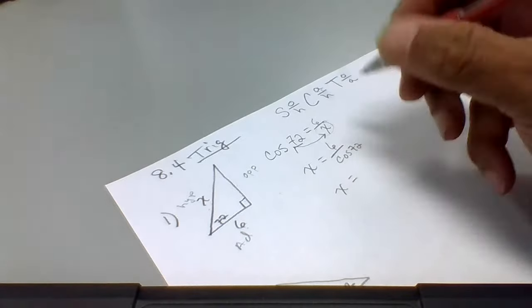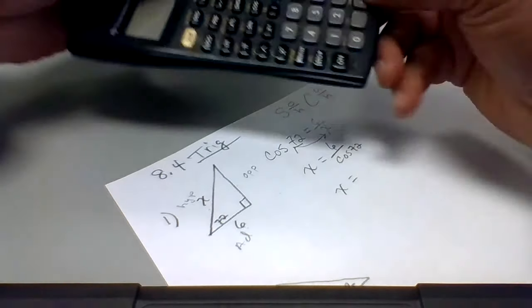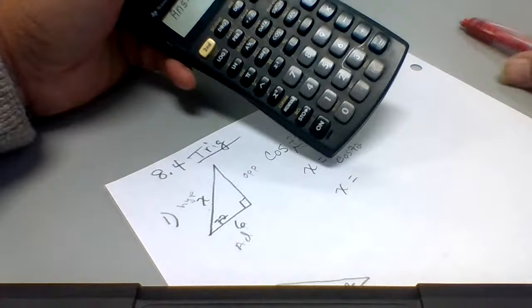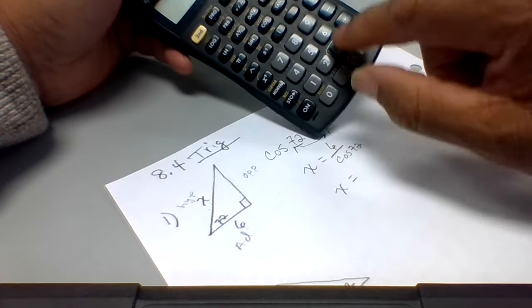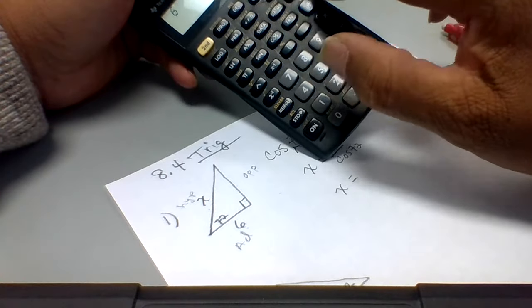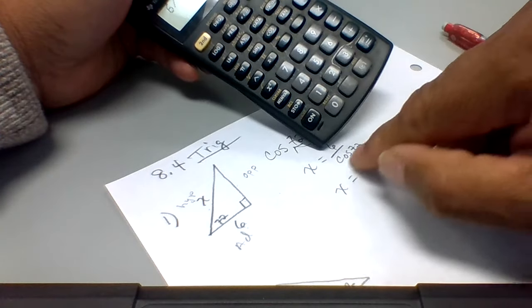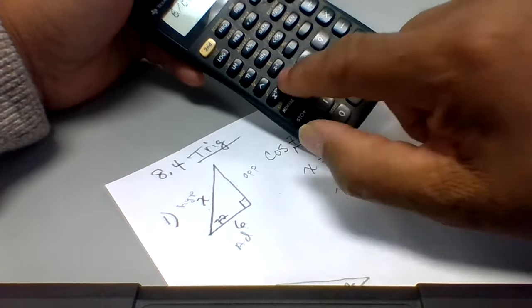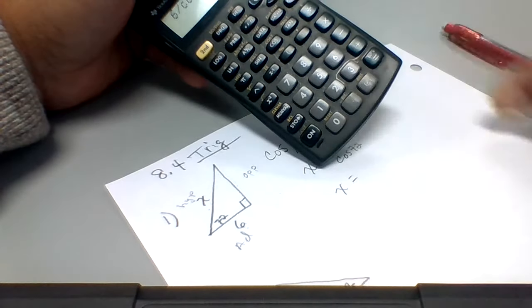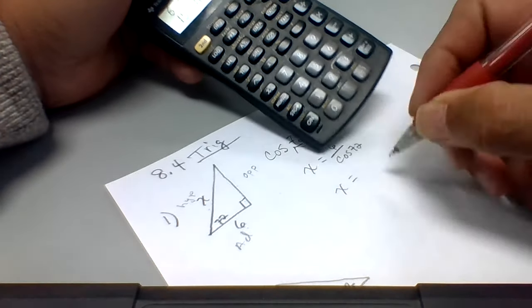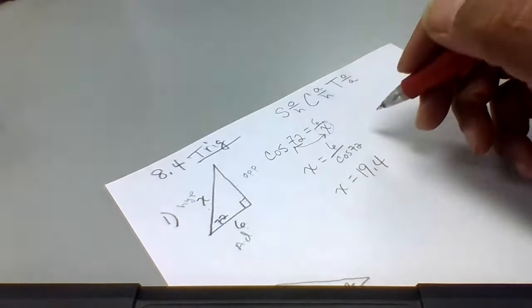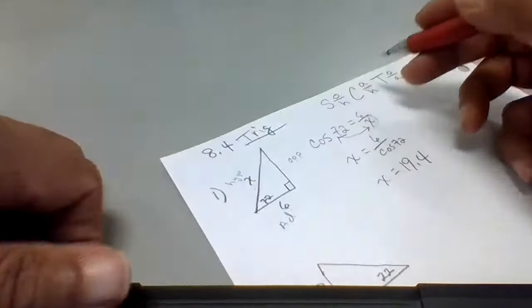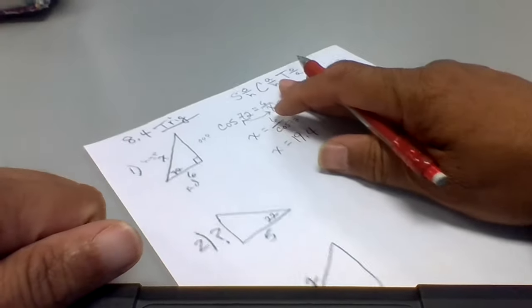So to solve for this, I get my calculator, turn it on, and you can see here it says 6 divided by the cosine. So I go to cosine of 72, and I get 19.4. So that side is 19.4 for the hypotenuse. Next problem.